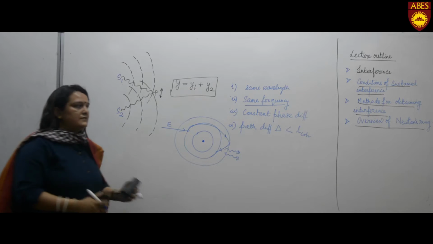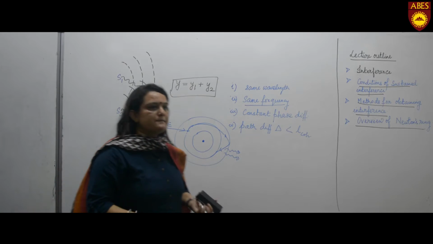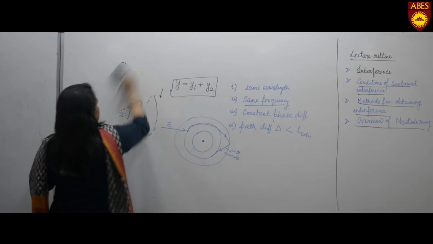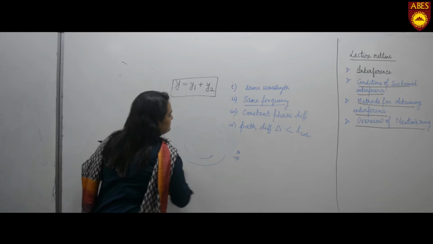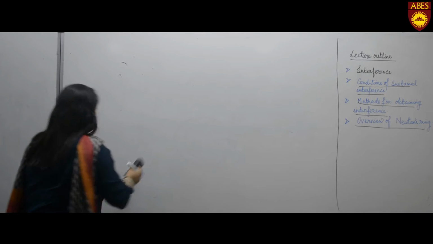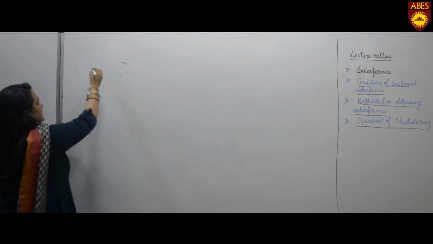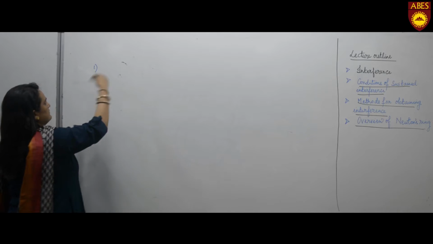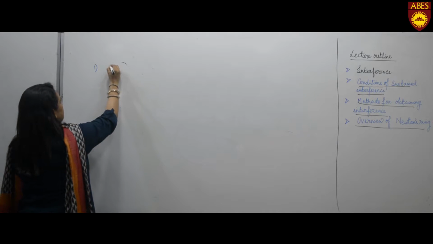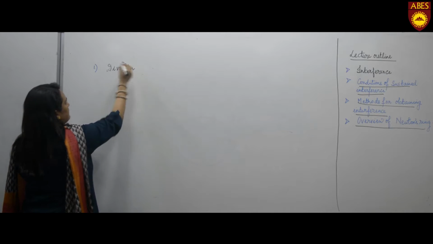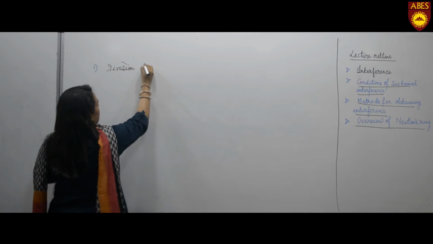Now there are various methods for obtaining an interference pattern. We'll talk about the first method, that is, division of wavefront.